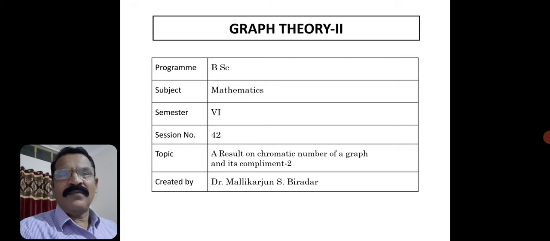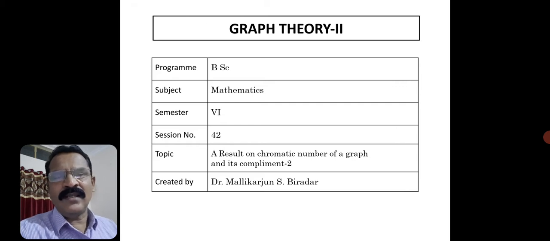Then the complement of a graph, G bar, is the graph with the same vertex set as that of G. That is, the vertex set of G and G bar is V(G). But two vertices are adjacent in G bar if they are not adjacent in G. So if they are not adjacent in G, they are adjacent in G bar. If they are not adjacent in G bar, they are adjacent in G. So overall conclusion is that two vertices are adjacent in G bar if they are not adjacent in G.